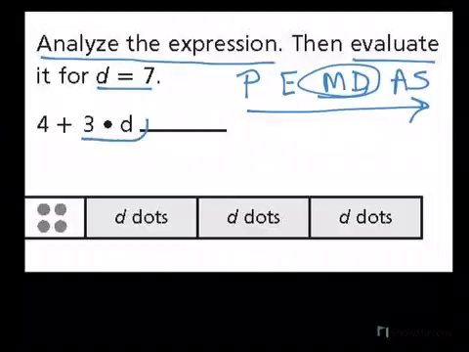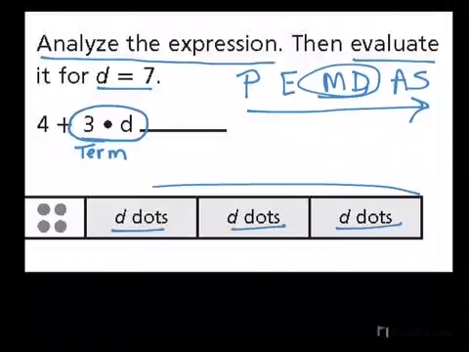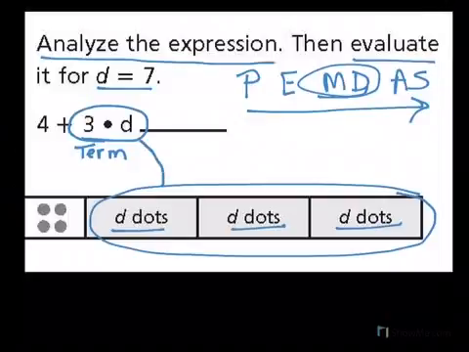This second term is multiplying. So I'm going to circle it and label it. And it is 3 times D. So D is my variable. Remember, variable is a letter that can stand for any number. So in my drawing, I see D dots, D dots, D dots. So I literally have 3 groups of D. So I'm going to circle that part and match it to 3 times D.